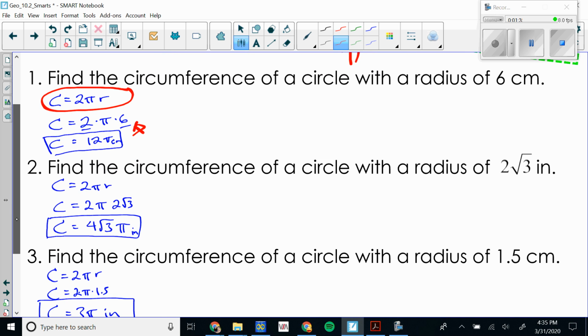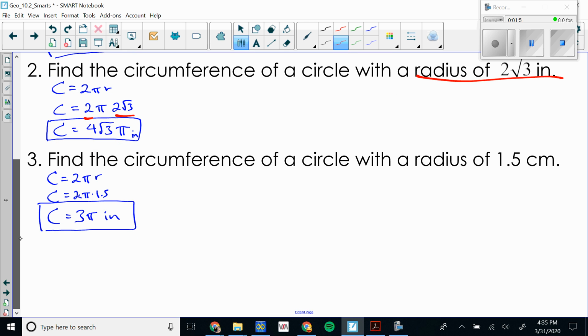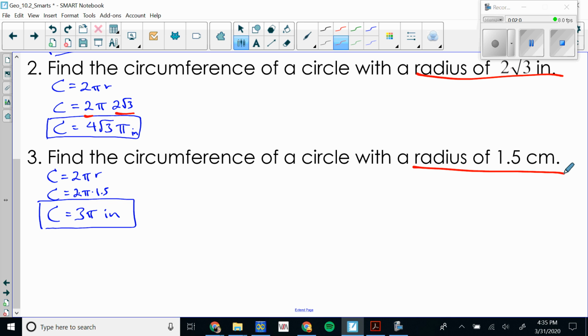Same thing for number 2. Again, start with the original c equals 2 pi r. That's the given equation of circumference. And instead of r, I'm going to put in 2 square roots of 3. And 2 times 2 square roots of 3, I'm multiplying these two together. That gives me 4 square roots of 3 pi inches. Number 3, same thing, except now we have a radius of 1.5 centimeters. So again, I replace the r with 1.5, and 1.5 times 2 is 3, so 3 pi inches is the circumference.